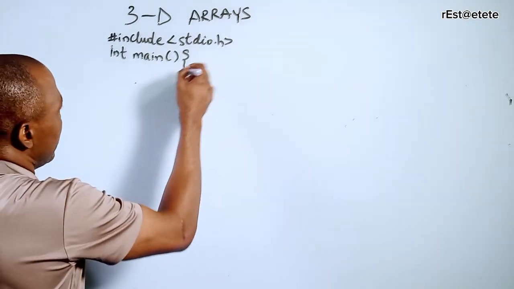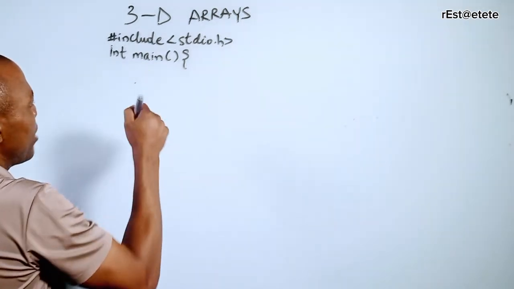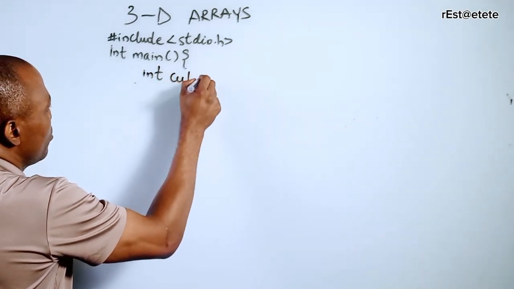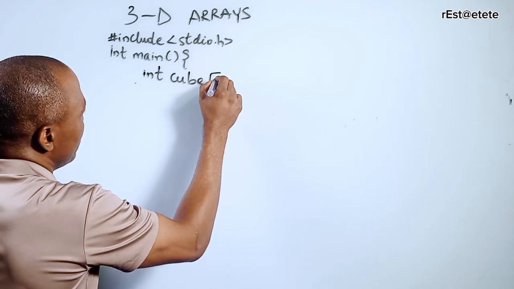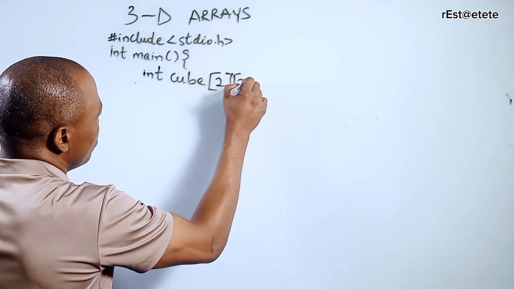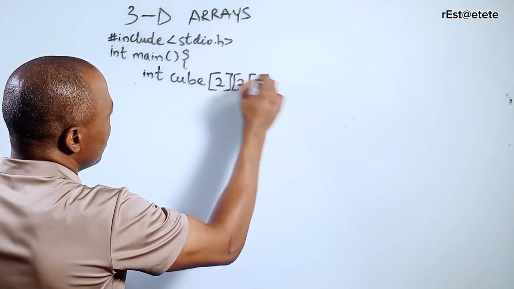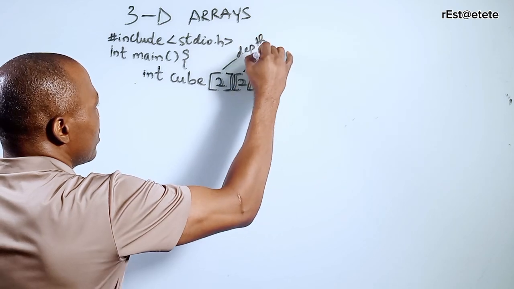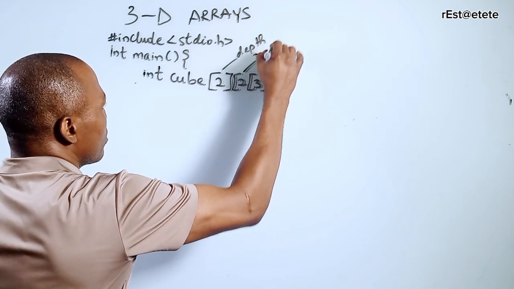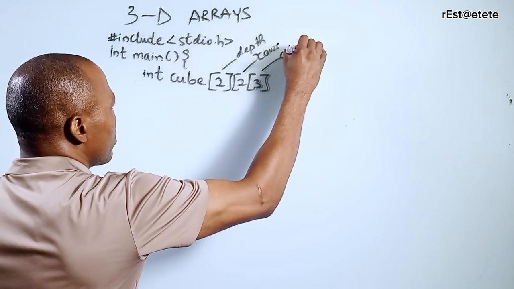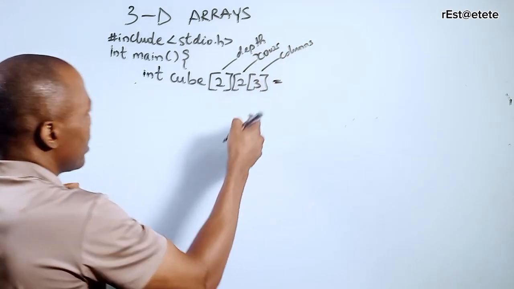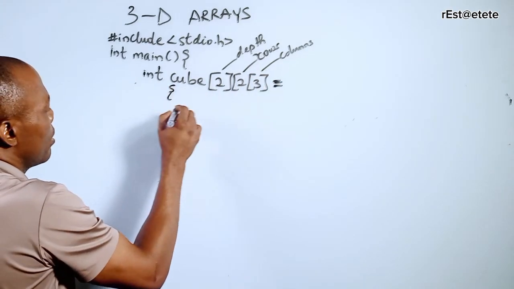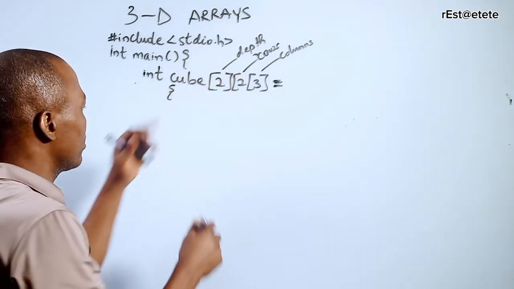So here I will declare my array and I will say int, let's name it cube. I will have this place 2, this one 2, and then this 3. So this is depth, rows, and then columns. So I will assign. This assignment operator, here I will do, then for the depth, 2 steps.